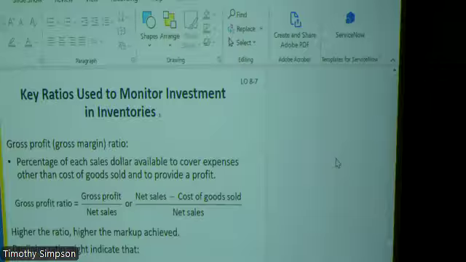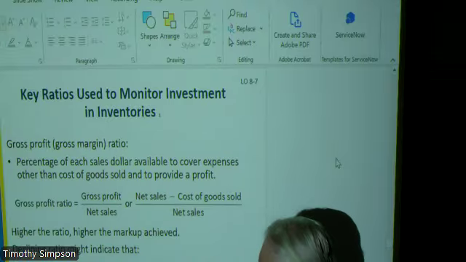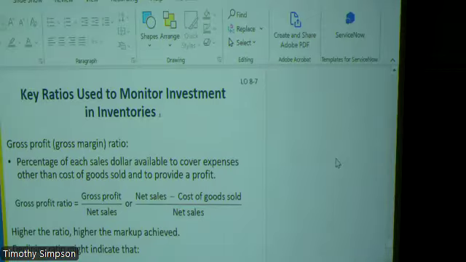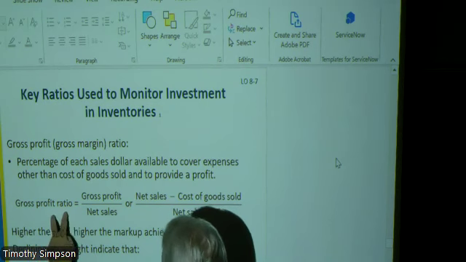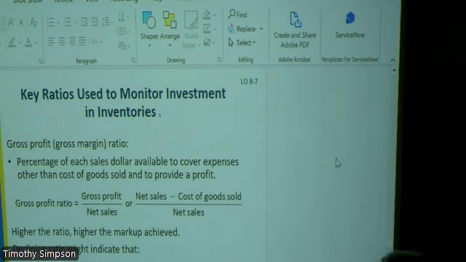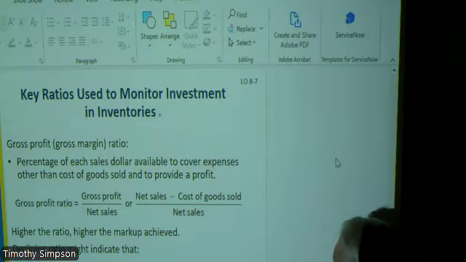Gross margin, however, is the percentage of gross profit divided back into net sales, right? And the gross profit ratio is the same as the gross margin. I know this is something that people get confused about a lot. Gross profit is a dollar figure, gross margin is a percentage. I would much prefer they simply call that gross margin. So it's simply gross profit divided by net sales, where gross profit is net sales minus cost of goods sold. This is what the margin is, right? And the higher the ratio, the higher the markup achieved. And that's the good thing, right?